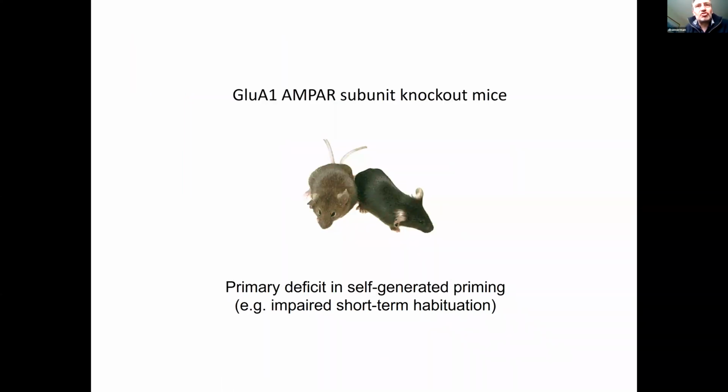And to cut a very long story short and condense 20 years of research into one sentence, we now believe that GluA1 and GluA1-dependent plasticity is important for this self-generated priming, making things less surprising because they've occurred recently in the real external world. And deficits in self-generated priming result in impairments in short-term habituation. Okay, so if priming reduces surprise, if priming is impaired, then things will stay surprising and attention-grabbing for longer.